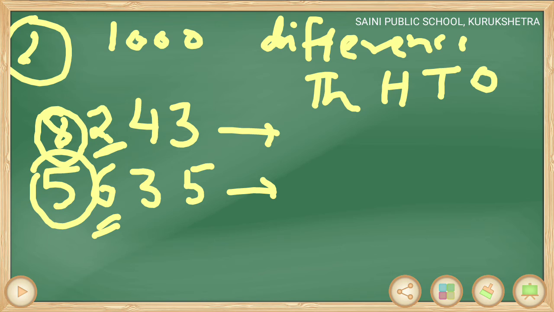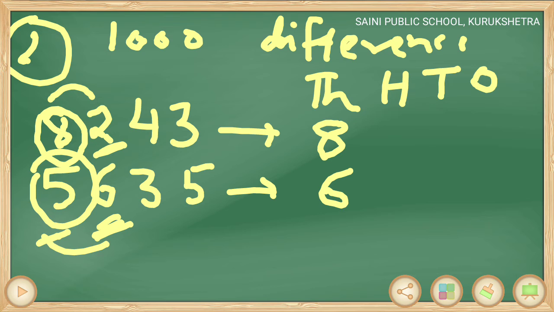Here is 2 on the right side of 8, which is less than 5. So 8 will remain unchanged. So I will write here 8. Now here is 6 on the right side of 5, which is greater than 5. So this place will increase by one, and 5 will become 6.